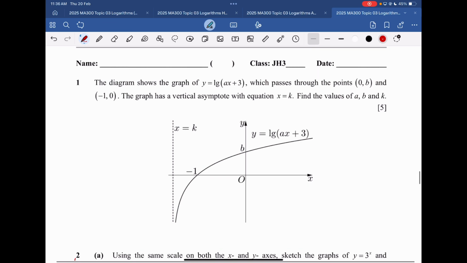difficult. Okay, so the graph y equals log(ax + 3) passes through (0, b) and (-1, 0). Okay, so (0, b), (-1, 0). These are your points over here.